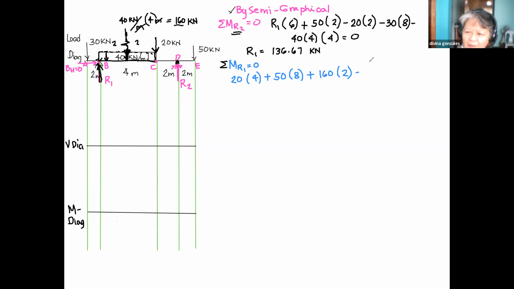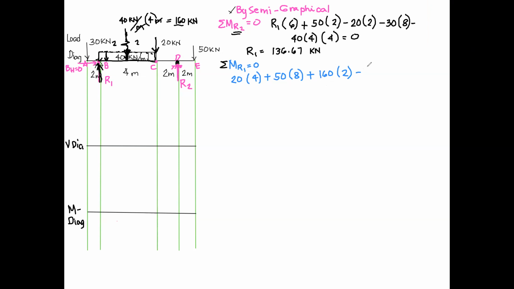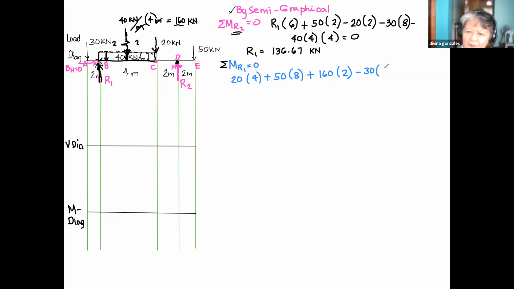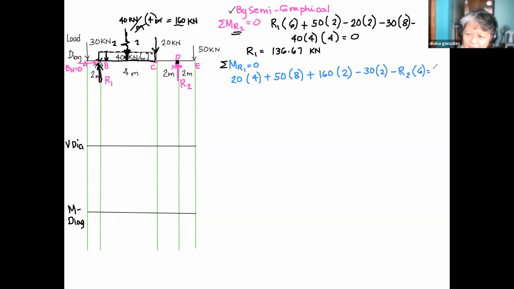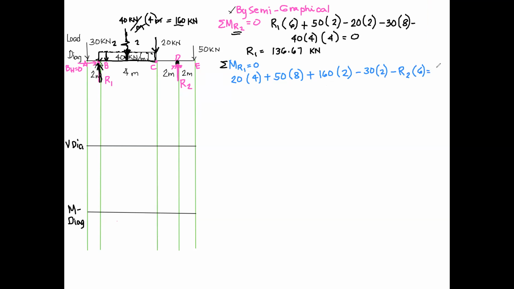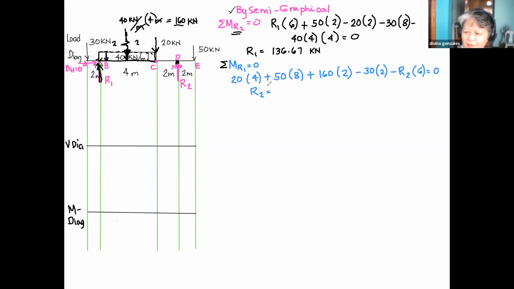Now, counterclockwise. 30 kilonewtons times 2. Then R2 times 6. Okay, so equal to? 0. Okay, now you solve for R2, please. Wait lang, you solve it too. Yes po. Thank you. So that is how we will try to do it.